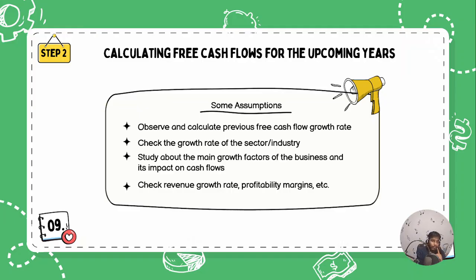I will show you, but before that we have to make some assumptions. We have to observe and calculate the free cash flow growth rate. Then we have to check the growth rate for the sector or industry. Growth rate is nothing but how much percentage it is growing. I will show you an example. Then we have to study the main growth factors of the business and what is impacting cash flows.